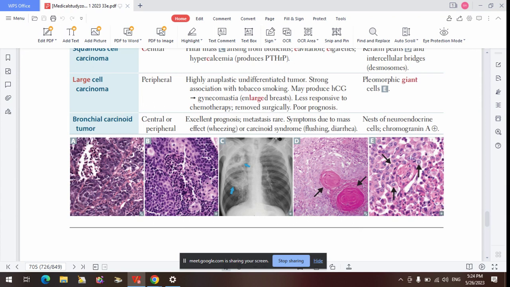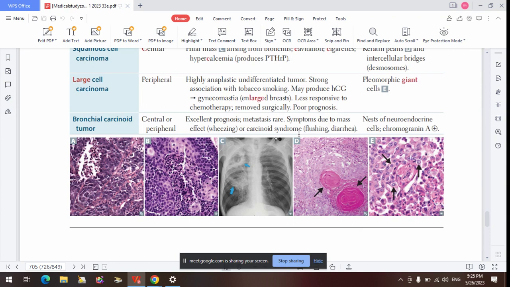So are the bronchial carcinoid symptoms central or peripheral? They can be central, they can be peripheral. They have a good prognosis. Metastasis from there is very rare. So what do they cause? They can cause mass effect. When they have mass effect, that means they are occluding that bronchus, and they will have symptoms like wheezing. Or they can cause carcinoid syndrome. That's when they produce their neuroendocrine secretion, which gets to the systemic circulation and causes all the symptoms.